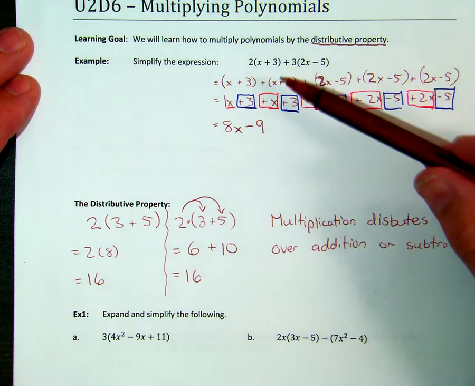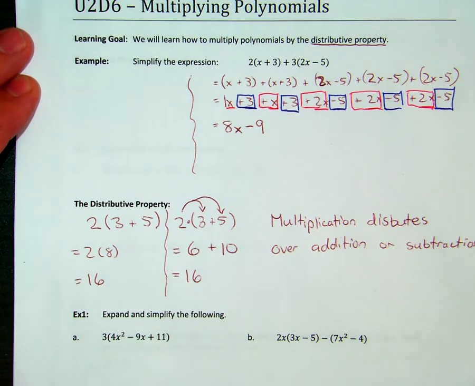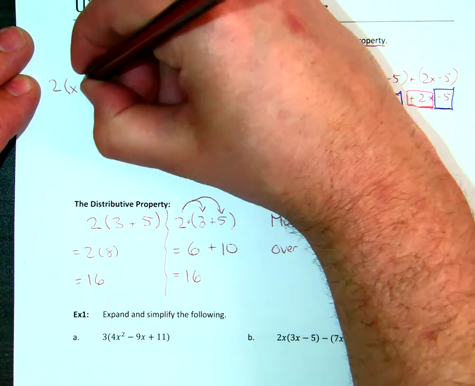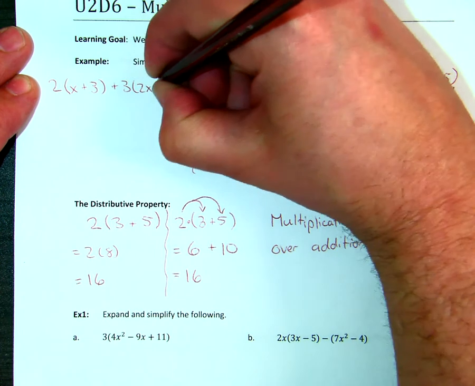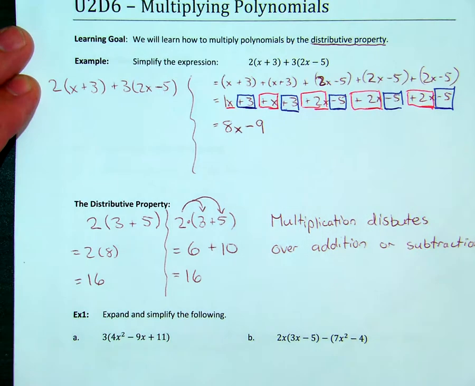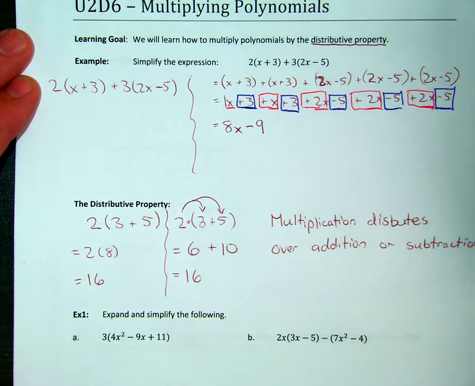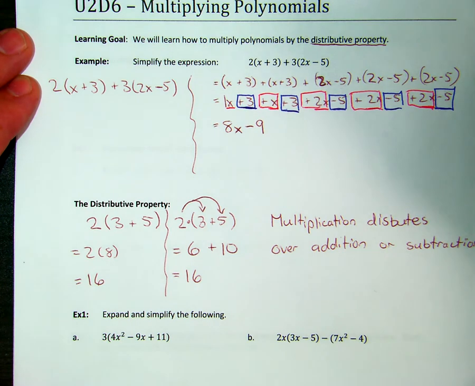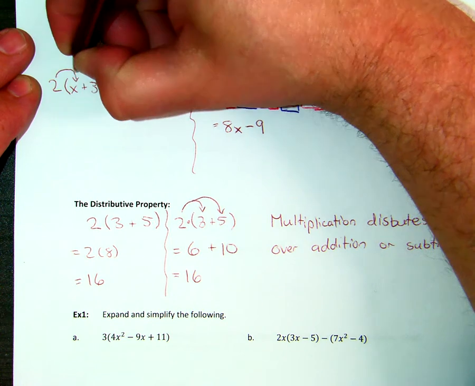So if I go up here to this example, and I'm going to use the distributive property over here, I'm going to write out the question again. So 2x plus 3 plus 3 times 2x minus 5. So everything gets multiplied. I'm distributing the 2, just like if I was distributing papers in class, I would give 1 to every student. Everybody gets a paper. Same with this guy. 2 times everything in the brackets, everybody gets a 2.